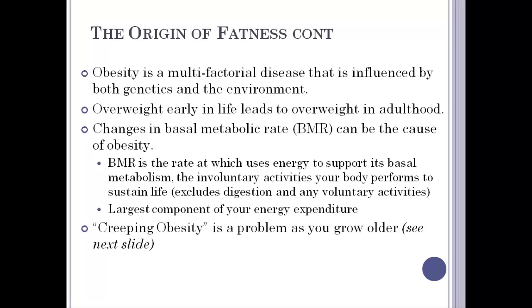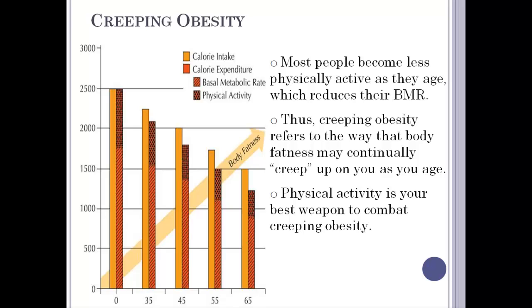And what we know is that as we grow older, our basal metabolic rate slows down. This is a problem that's called creeping obesity. The reason why it slows down is not just because you're getting older, though, folks. It's because you're losing muscle mass. As you lose muscle mass, you lose your BMR. It goes down, and as your BMR goes down, your body fatness creeps up.